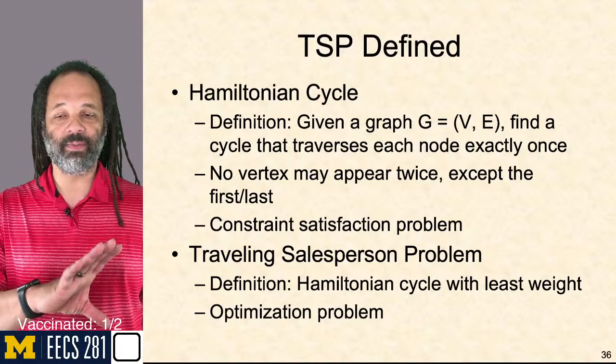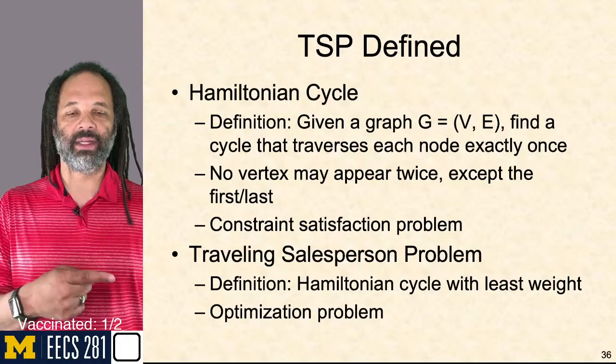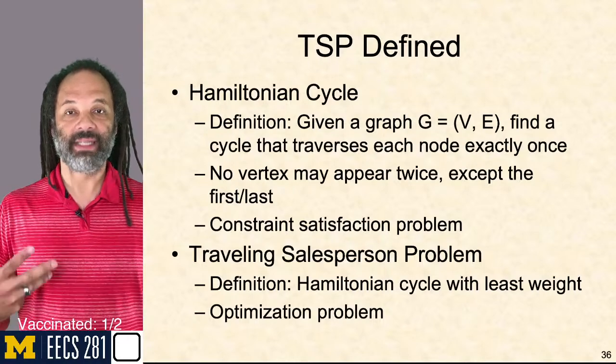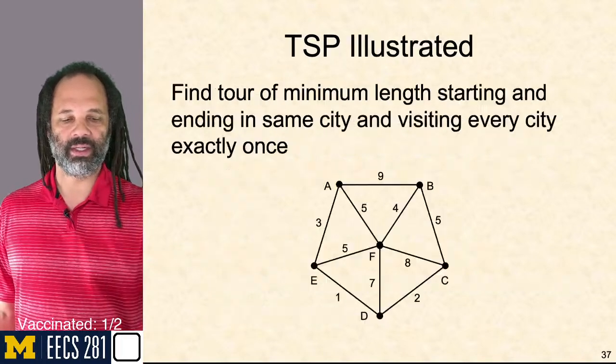The TSP says, well, can you do that and find me the absolute shortest route? The Hamiltonian cycle with the least weight, an optimization problem. I want the minimized path weight. So this is where TSP is going to use this.